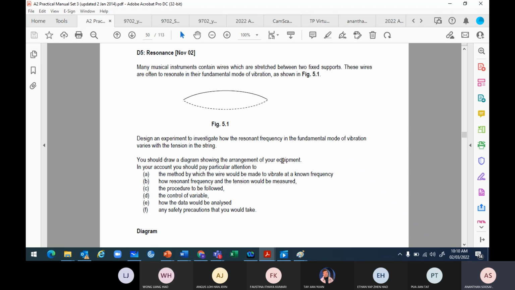We already discussed this last week, right? It's just the beginning part: what is independent, what is dependent, what variable to keep constant. So how do you measure the resonance frequency? What instrument do you use? Read from the signal generator. How do you measure the tension? By using the slotted mass at the side. Okay, those are the two main things.